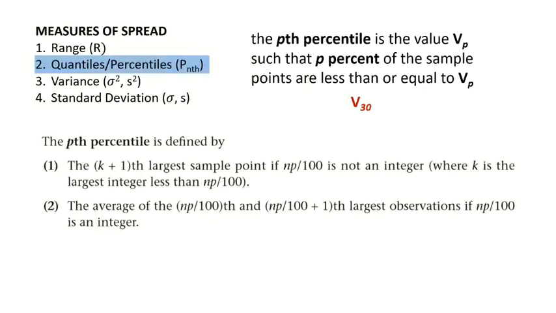The k+1 largest sample point, if n times p over 100 is not an integer, where k is the largest integer less than np over 100. The average of the np over 100th and np over 100 plus 1th largest observations if np over 100 is an integer.